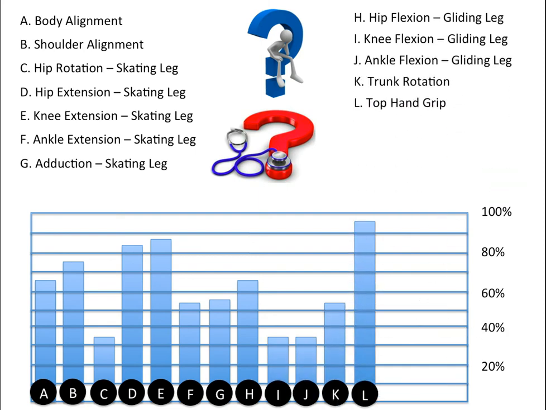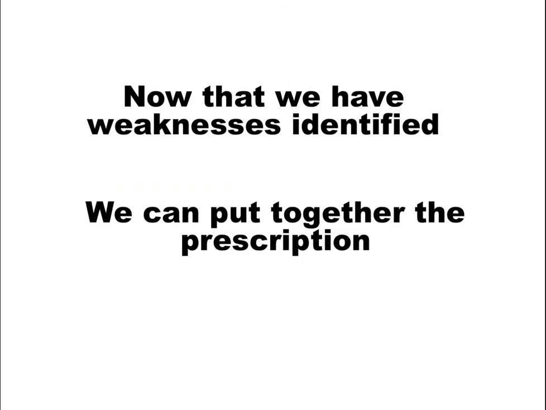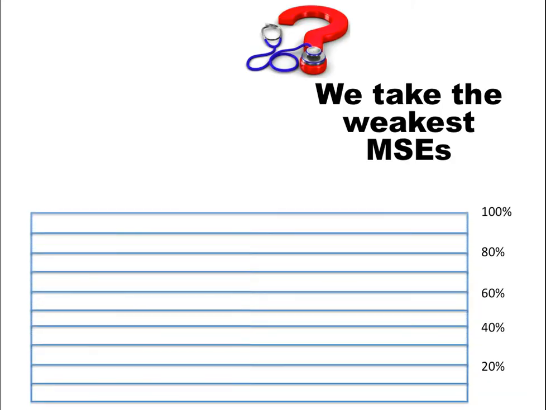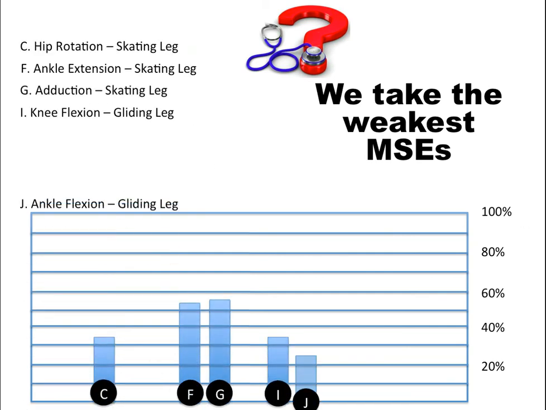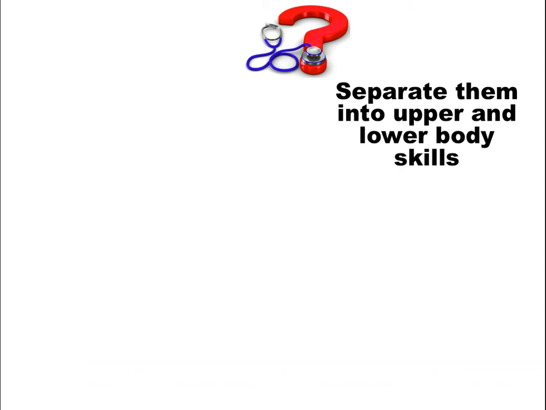What this allows us to do is to take a look at their overall performance, and now we can start to see that there are weaknesses in certain areas. For example, C, F, G, I, J, and N are the weakest elements that we have to take into consideration. Now that we have weaknesses identified, we can put together the prescription. In order to do this, we must take the weakest microskill elements, using the graph as we were doing earlier. We plot these all out on the graph, and we can see these certain elements. What we need to do after this is to separate them into upper and lower body skills.